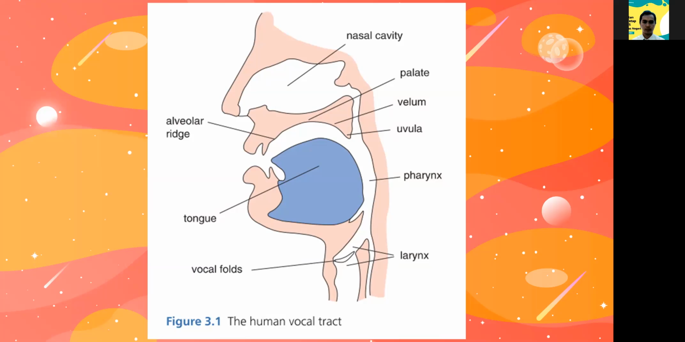Then the airflow will pass through either the nasal cavity on the top or the mouth cavity. There are also some other organs here that contribute to it, including the tongue, the uvula, the velum, the palate and hard palate, the alveolar ridge, and also your lips.